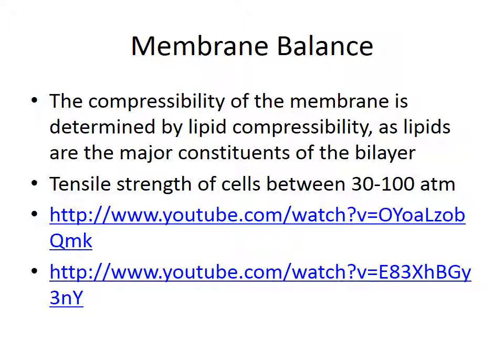Our own tensile strength of our cell membranes, that's between 30 and 100 atmospheres. And you might think this is overkill because we just live under 1 atmospheric pressure, and so we don't really need to be immune to 30 atmospheres or 100 atmospheres. But this is built in for extra situations which are especially stressful.